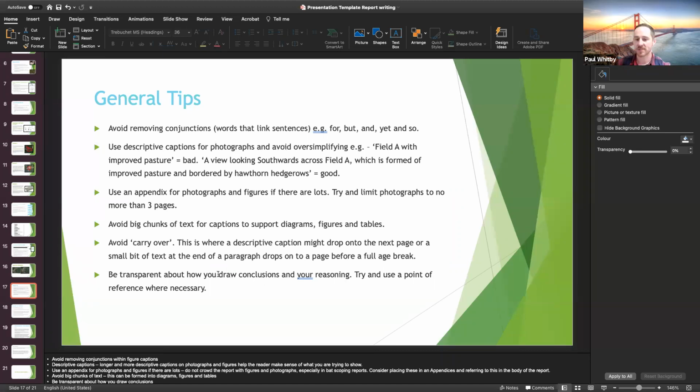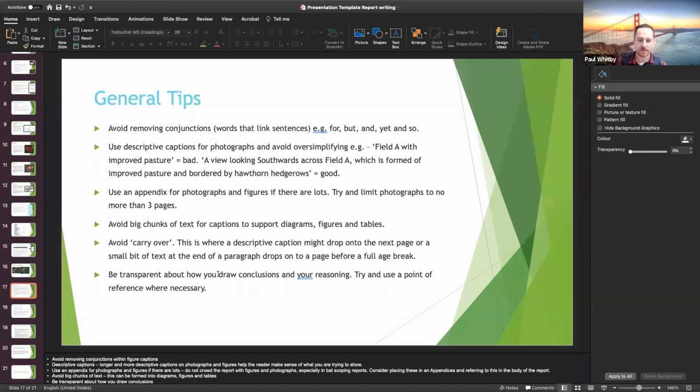Use descriptive captions for photographs and avoid oversimplifying them. A bad example here: field A with improved pasture. It's just too simplistic. Consider the alternative: a view looking southwards across field A, which is formed of improved pasture and bordered by hawthorn hedgerows. You provided an extra bit of added context there. You described where the photograph's been taken from, and your description's a little bit more accurate.